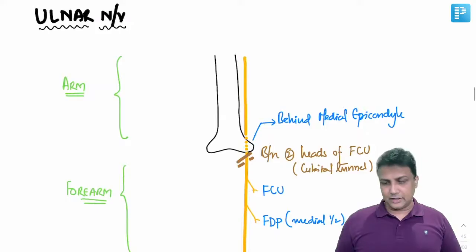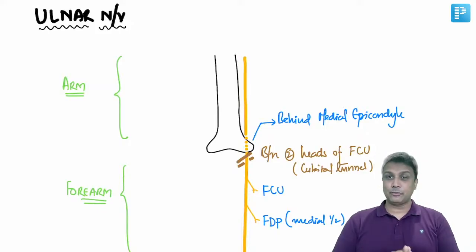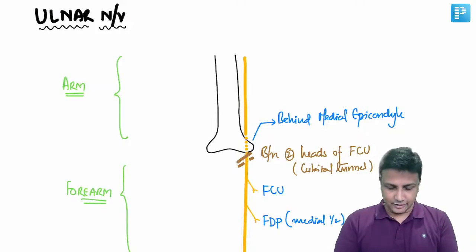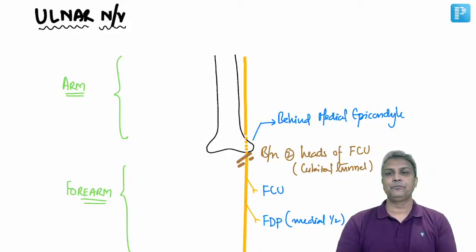In the upper limb topic, without any doubt, the most important thing will be your ulnar nerve, median nerve, and the radial nerve. Now, my dear friends, try to recall here: ulnar nerve, median nerve, and radial nerve. For all these nerves, I have given one golden rule.